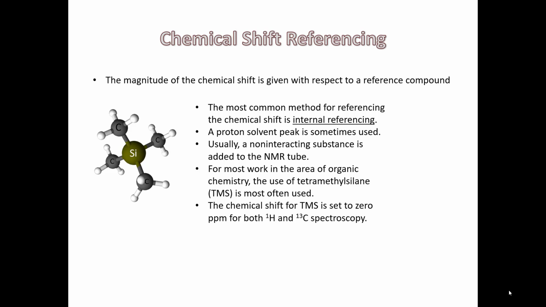The magnitude of a chemical shift is always given with respect to a reference compound. The most common method for referencing the chemical shift is internal referencing. Internal referencing means that it's looking at something in the NMR tube along with your sample. Sometimes a solvent peak is used, but not all compounds can be dissolved in every solvent. So usually a non-interacting substance is added directly to the NMR tube.